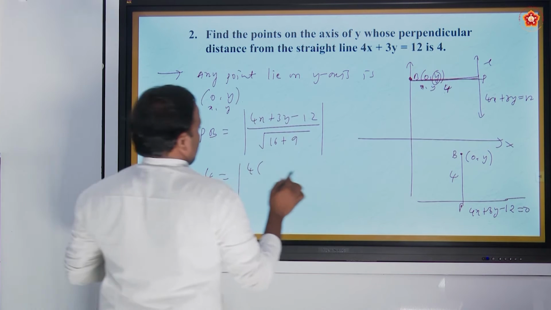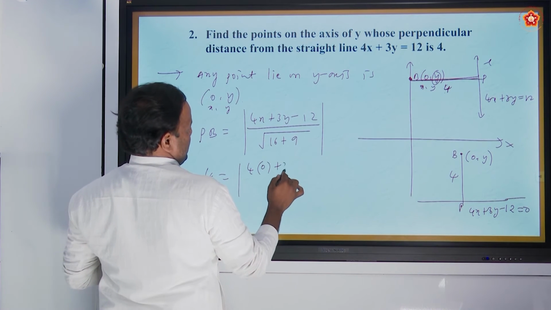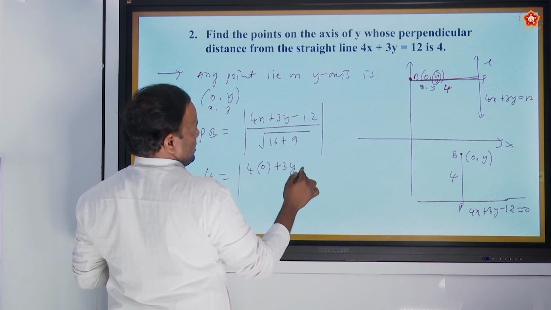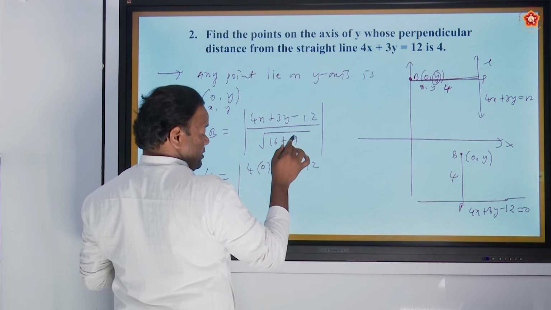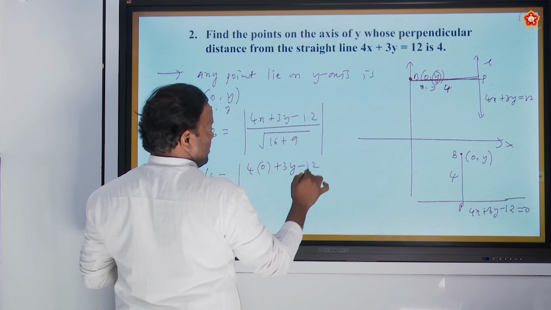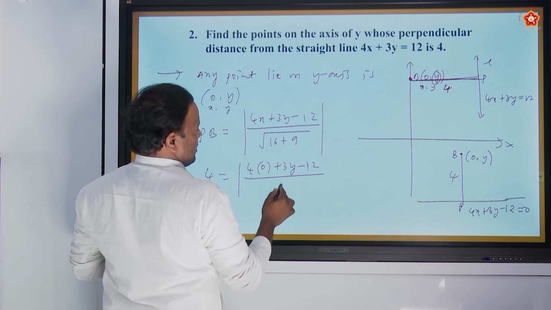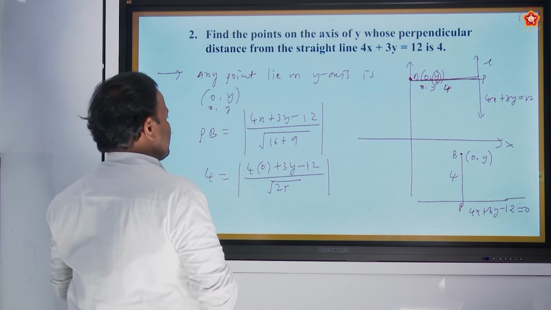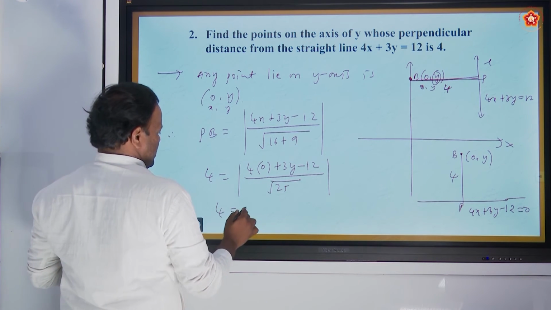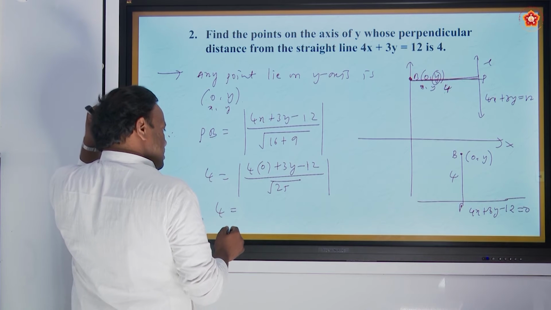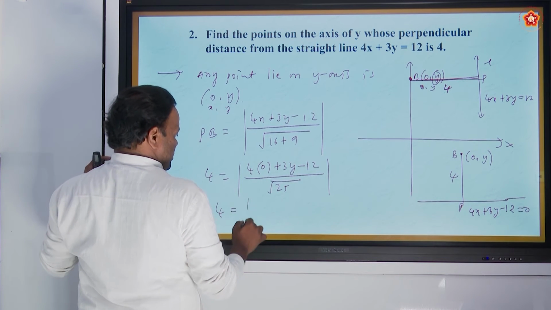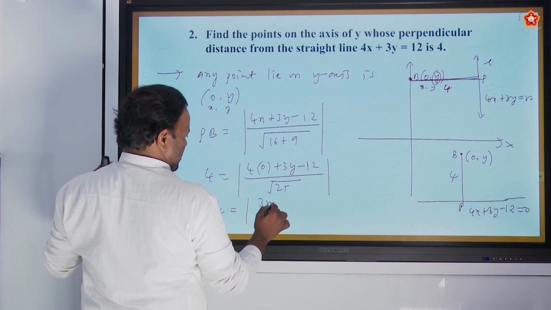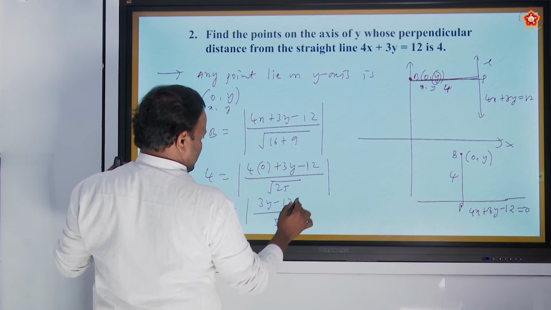You know the theorem. X is 0, y is nothing but y. We take y there. Your intention is to find the value of y. It is a point on the y-axis. This is the root of 25, correct, 16 plus 9 is 25. Simplification: 4 is equal to, so 4 into 0 becomes 0, and (3y - 12) divided by 5 remains.